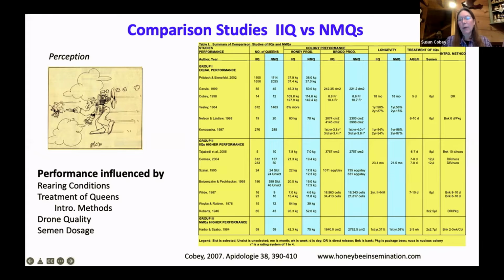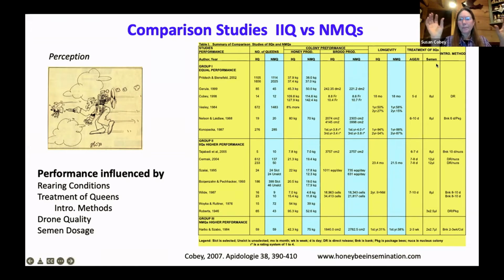So in Harbo's study, these queens were banked for 2 or 3 weeks before insemination, so they're not in their prime. They were given 2 doses of less than 3 microliters, where all these queens were given 8 to 12 microliters. I generally tend to give them 10 microliters now. You get about 1 microliter per drone. So they were given bigger semen loads.